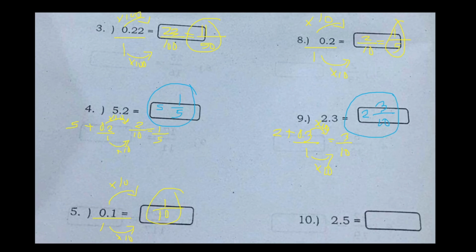Final answer. And number 10, 2 and 0.5 plus 0.5 divided by 1 multiplied by 10 multiplied by 10, it will just be equals to 50 over, sorry, not 50, it's just 5 over 10, which is also equals to 1 over 2. 5 divided by 5 is 1, 10 divided by 5 is 2. Therefore, the final answer here is just 2 and 1/2.